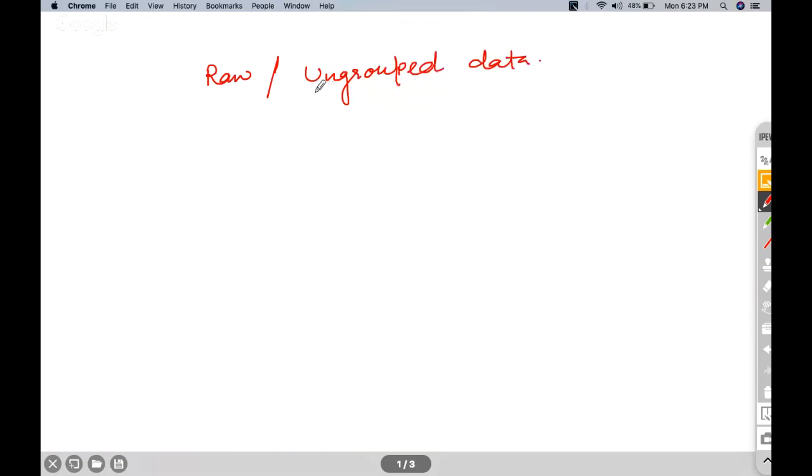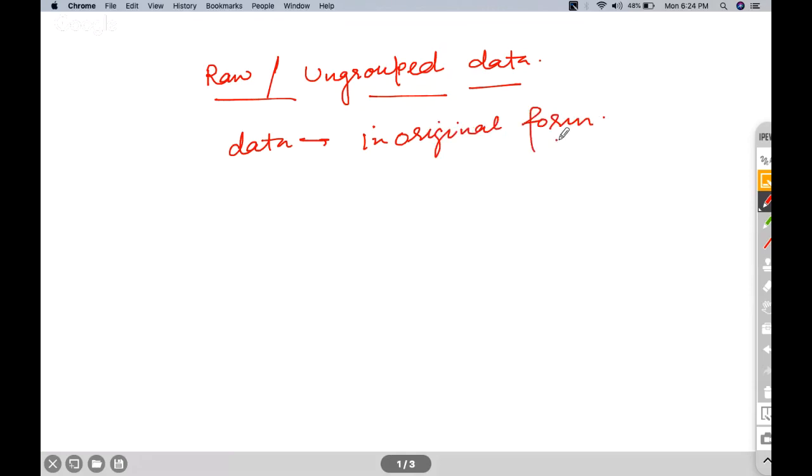So raw or ungrouped data means data when you collect the data in original form without any analysis or categorization. You have to write this word: ungrouped or raw data is always in original form.